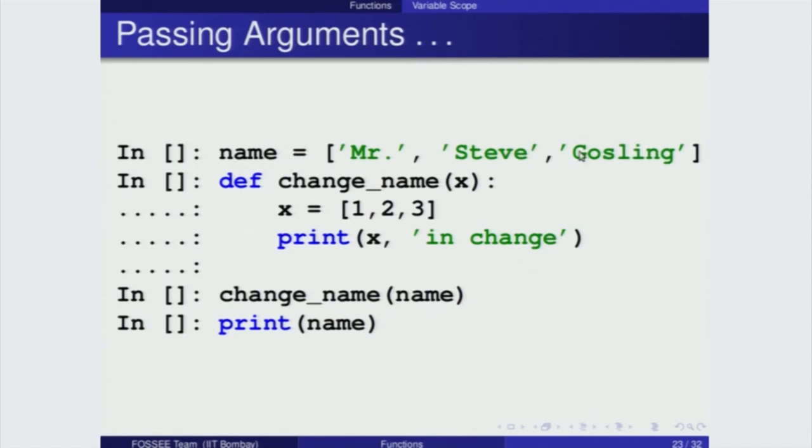When you create this name, it's a list. Now when you call this change name, you pass this list. But what have you done here? You have simply created a new variable x called 1, 2, 3. It doesn't affect this x because that x is just a name for the same list. Now you are saying this name is now this new list 1, 2, 3. So when you do print x in change, all it does is print this local variable here.